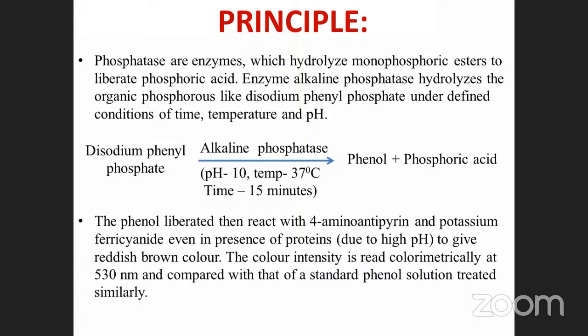Alkaline phosphatase hydrolyzes monophosphoric esters to liberate phosphoric acid. Here, this enzyme hydrolyzes organic phosphorus, for example disodium phenyl phosphate, under defined conditions to form phenol and phosphoric acid. The phenol liberated, how much amount is liberated, reacts with 4-amino antipyrine and potassium ferricyanide to form a reddish brown colored complex, and intensity is measured colorimetrically at 530 nanometer. Also, standard phenol solution is treated similarly and color intensities are compared. This is the principle of this method.